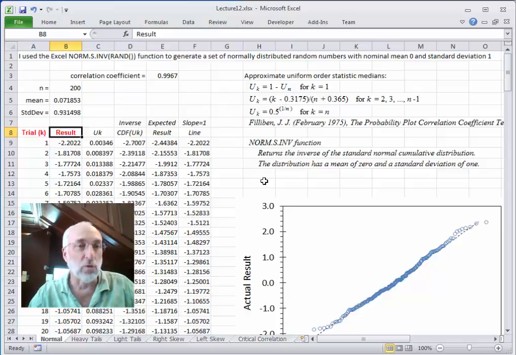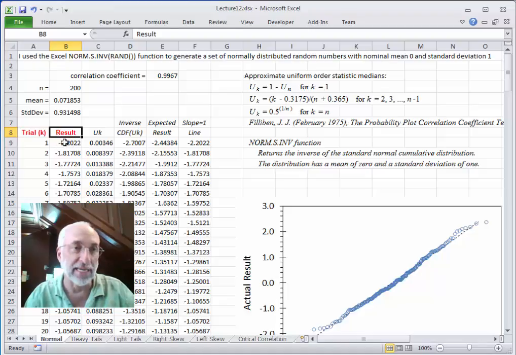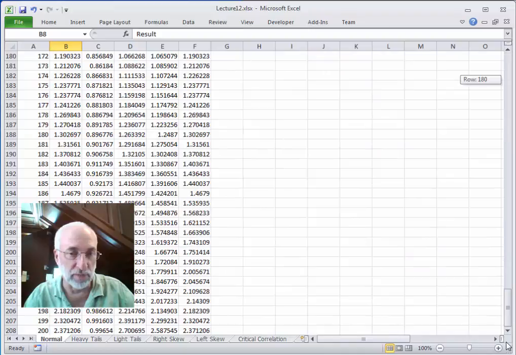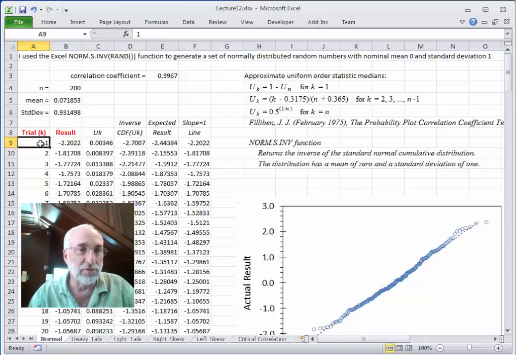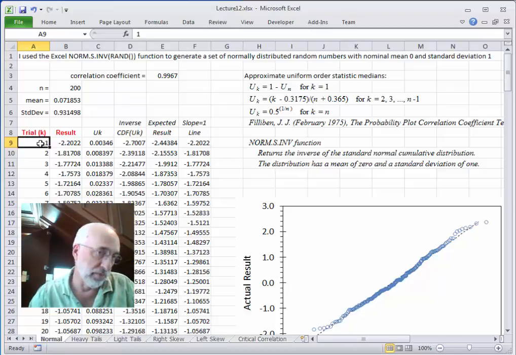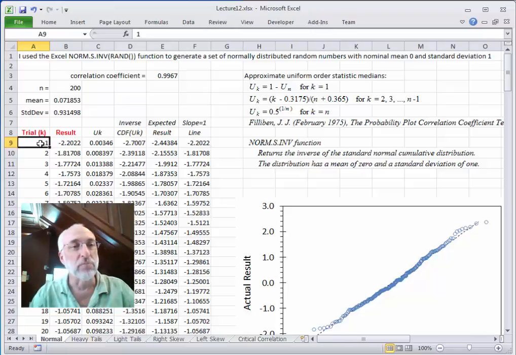Then I rank ordered them from smallest to largest. So here, this is the biggest negative number, all the way down to the bottom, where I have the largest positive number. When we do normal probability plots, that's the first thing we do. Then I numbered them. So the first data point is number 1, all the way on down to number 200. So I create a column, order number. That's the beginning. That's the data.